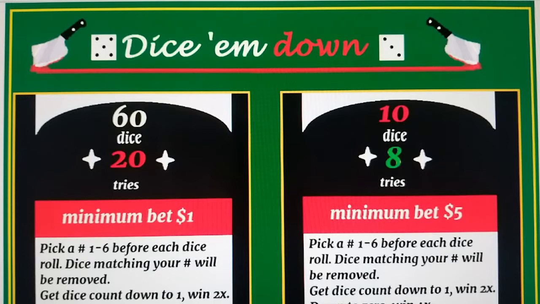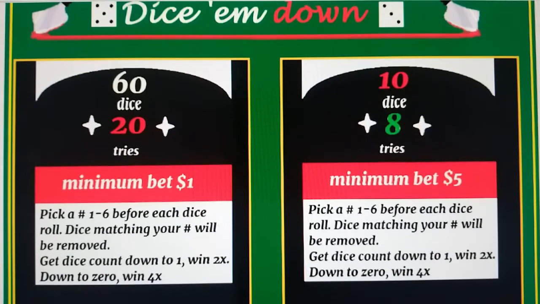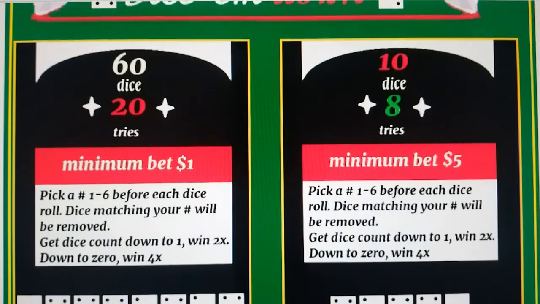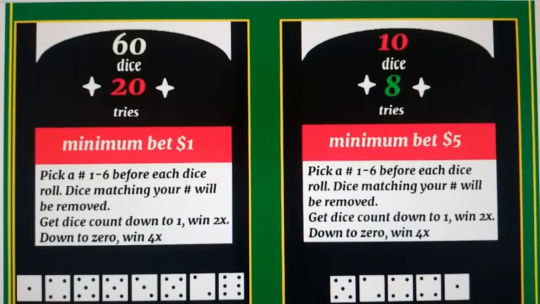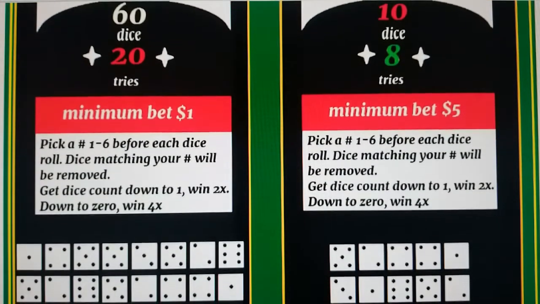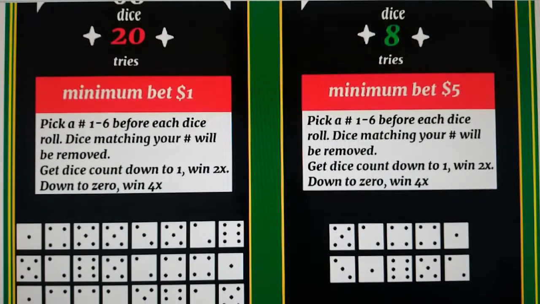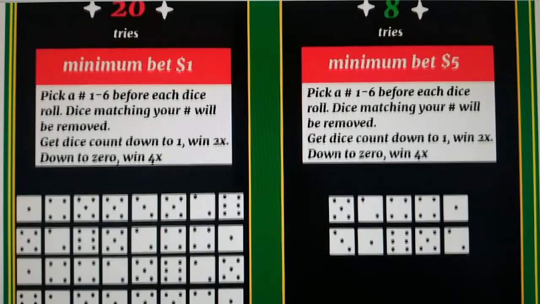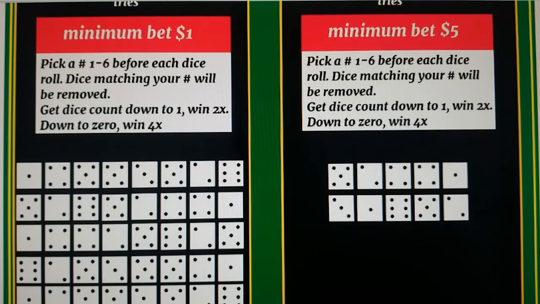Dice 'em down! The game where you get either 60 or 10 dice, either 20 or 8 tries, betting either 1 or a $5 minimum. The rules are simple. Before each try, pick a number between 1 and 6. After the dice are rolled, dice matching your number are taken away. You get to pick another number and try again. If you get your dice count down to 1, you get twice your bet. If you get the count down to 0, you get 4 times your bet.